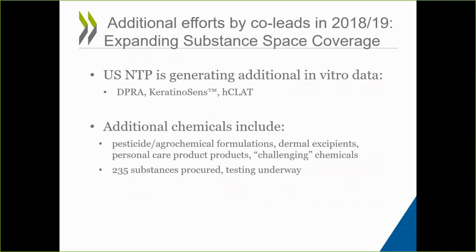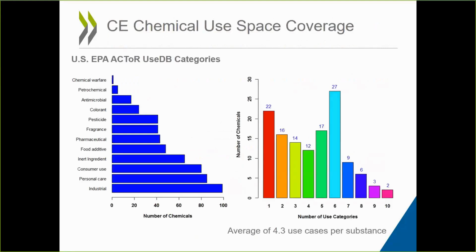So as I mentioned, this high-quality data for 128 chemicals came from the Cosmetics Europe database from that collaboration. So it's primarily cosmetics ingredients. The US National Toxicology Program is generating some additional in vitro data using 3 in vitro test methods on chemicals that are used in plant protection, so pesticides and agrochemical formulations, as well as single ingredients, some personal care products, and some so-called challenging chemicals that have been difficult to test. So there's over 200 substances that have been procured, and testing is underway on that.